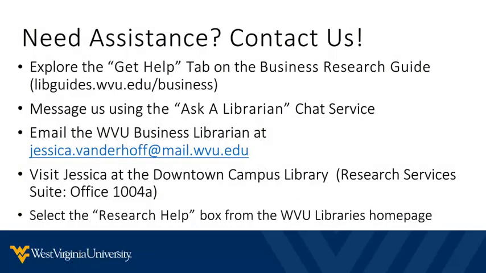To summarize, there are many different ways you can request assistance, but you need to contact us. So let's go through the list one more time. Using the Business Research Guide, you can select the Get Help tab. You can instant message us using the Ask a Librarian chat service. You can email me directly at jessica.vanderhoff@mail.wvu.edu. You can visit me at the Downtown Campus Library, or from the library homepage, you can select the Research Help box.